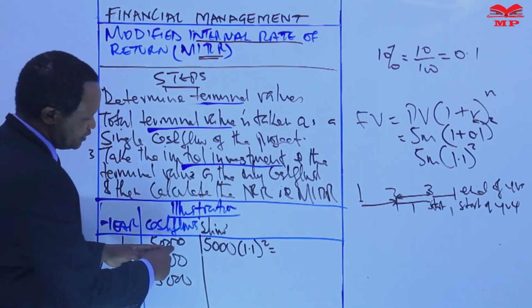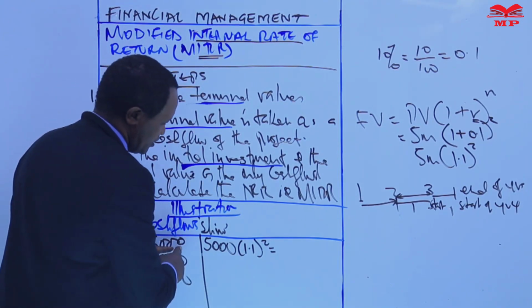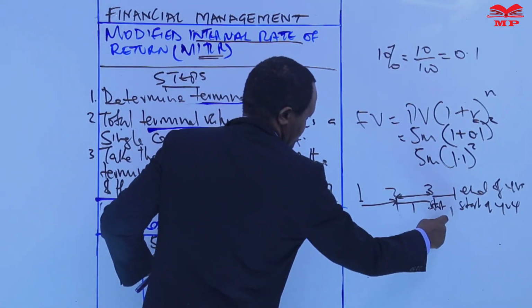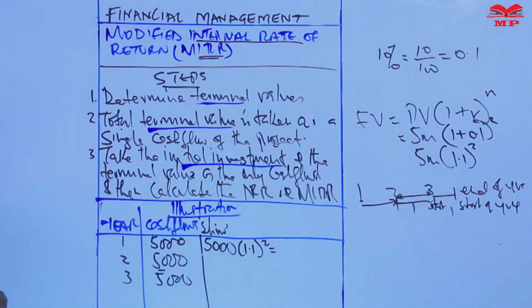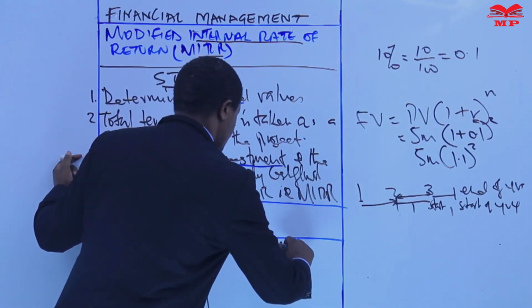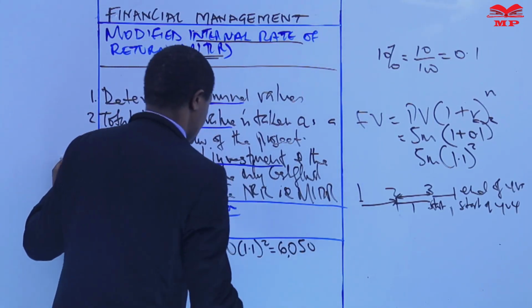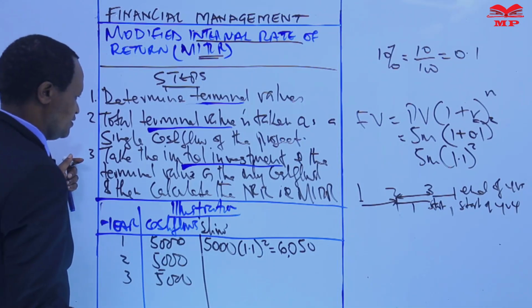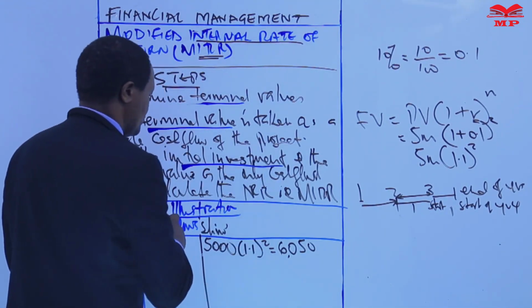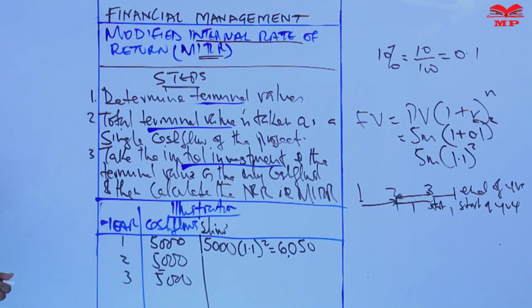And because it will be received at the end of year 1, we are going to compound it using 2 periods. 1, 2. So how much is it? 6,050. 6,050. These are terminal values. 6,050.